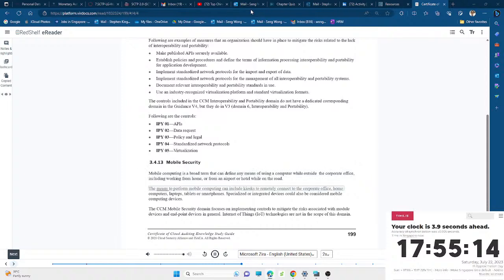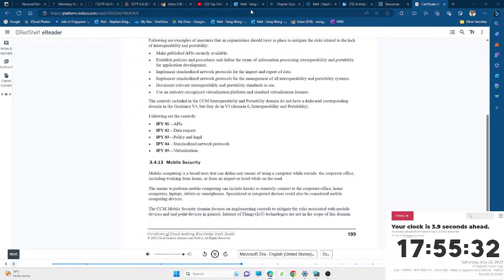The means to perform mobile computing can include kiosks to remotely connect to the corporate office, home computers, laptops, tablets, or smartphones. Specialized or integrated devices could also be considered mobile computing devices. The CCM mobile security domain focuses on implementing controls to mitigate the risks associated with mobile devices and endpoint devices in general. Internet of Things, IoT, technologies are not in the scope of this domain.